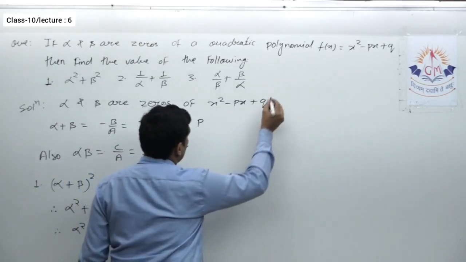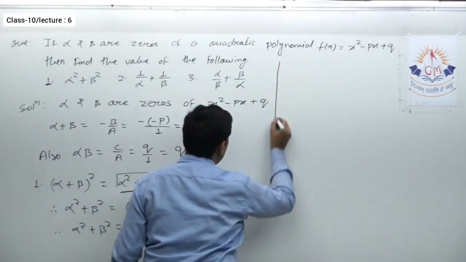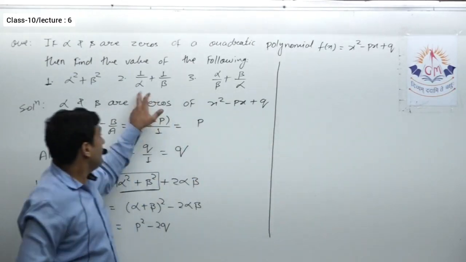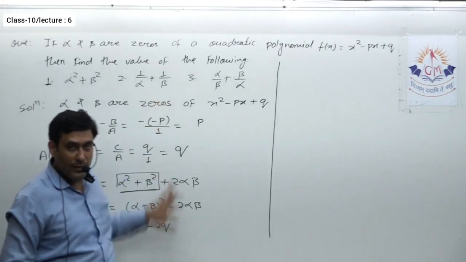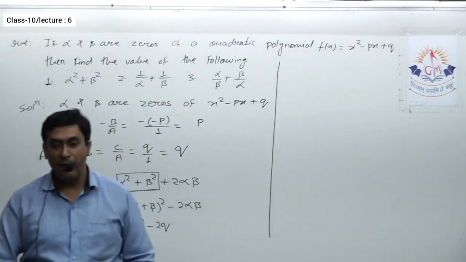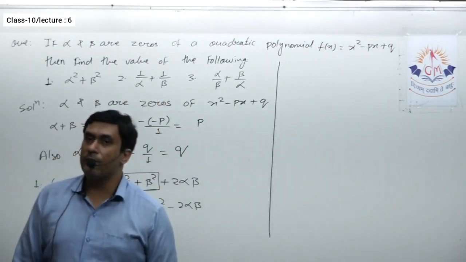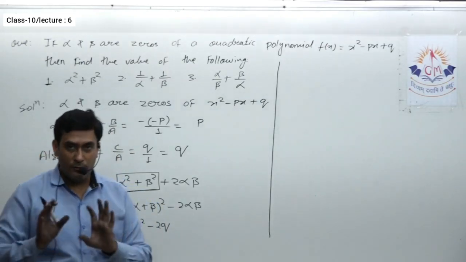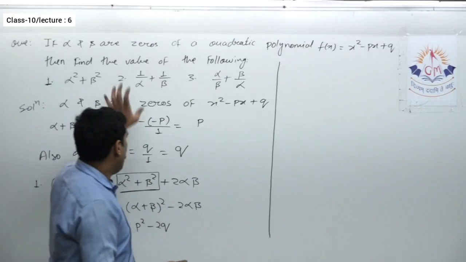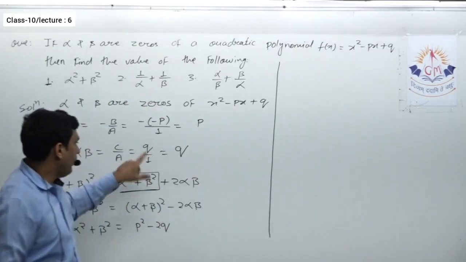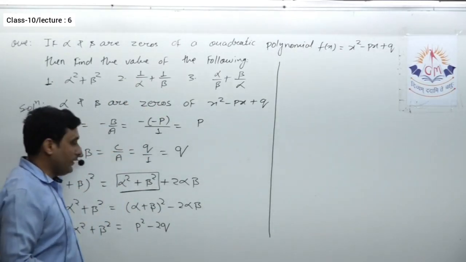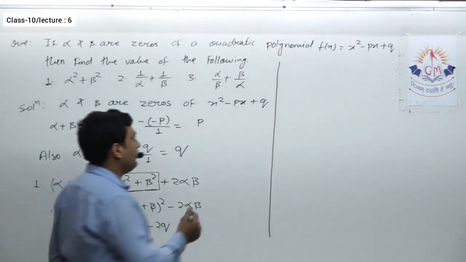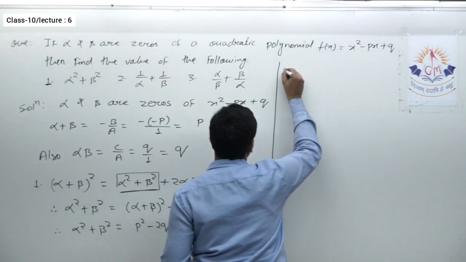So you can see it is easy to get the values of expressions containing zeros of the polynomial with the help of this. So in short I can say whatever expression is given to us whose value we have to obtain, simply we have to write that expression in terms of alpha plus beta and alpha into beta. Anyhow we have to make those changes.